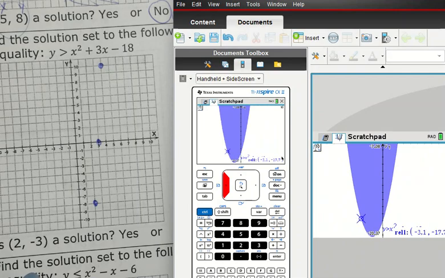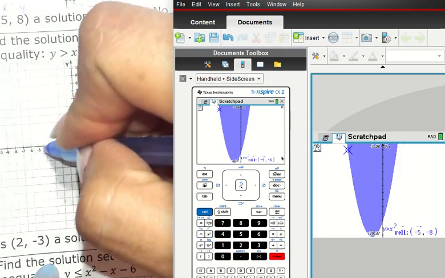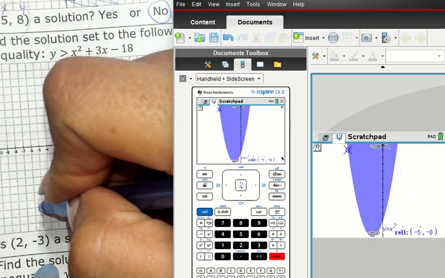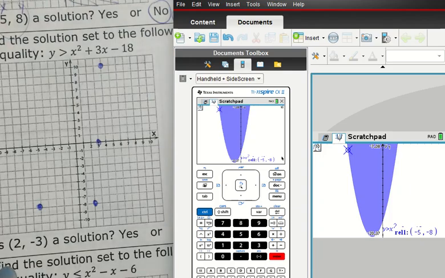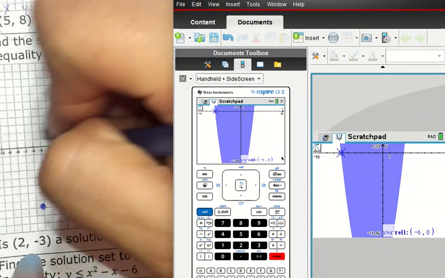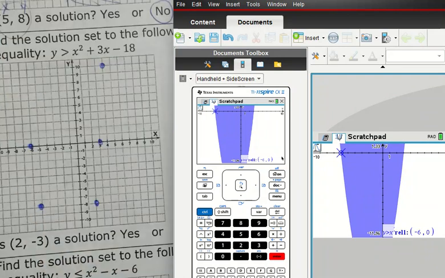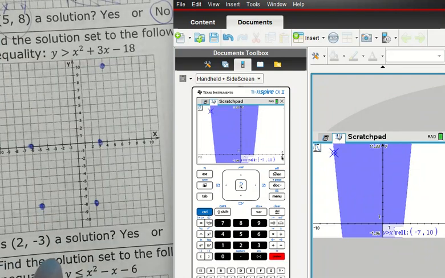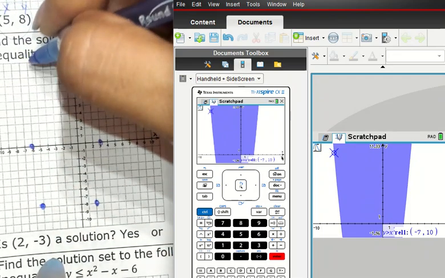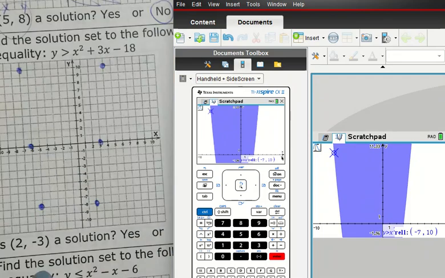And let's see, negative 3, enter. Nope, negative 4, enter. Negative 5. So negative 5, negative 8 works. Negative 6, enter, that works. And negative 7, enter, and that works. So those are the points that I'm plotting.